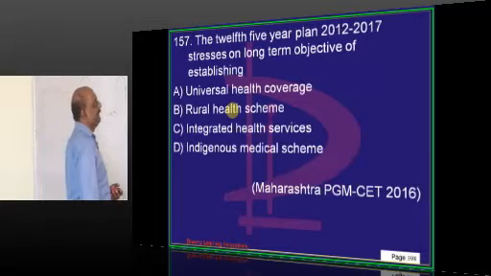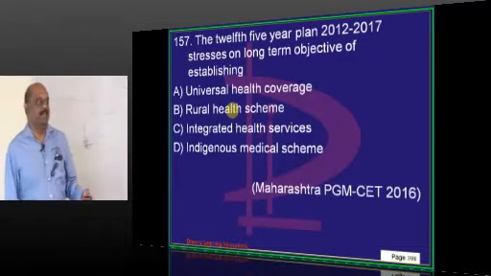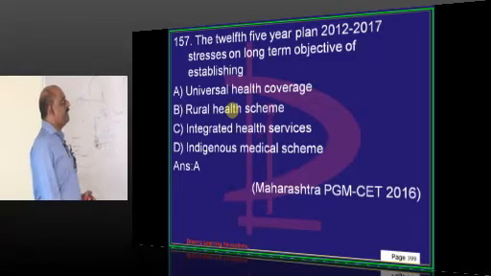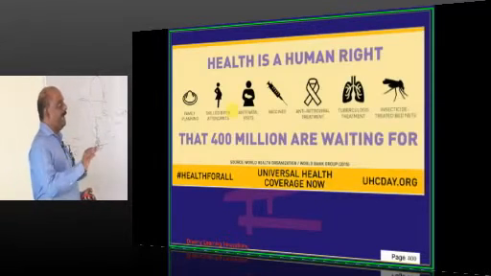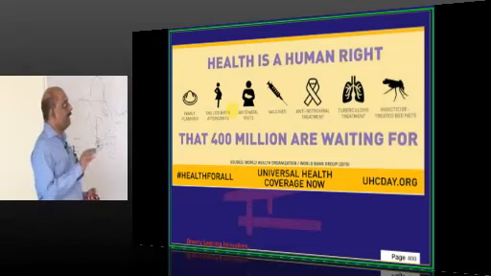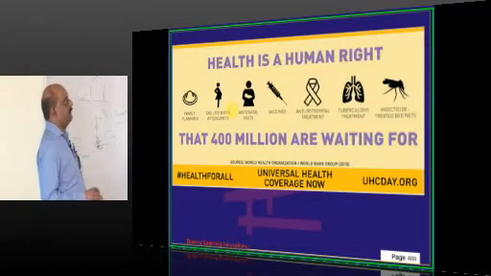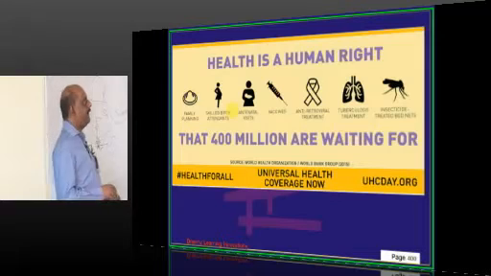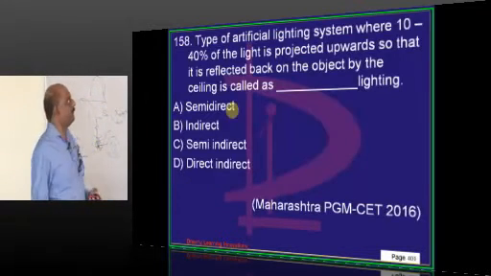So, the 12th 5-year plan. Oh, this is also an unexpected bouncer. What is the main objective? Universal health coverage. It is a right of everybody to have good health, family planning, skilled birth attendants, antenatal visits, vaccines, etc.